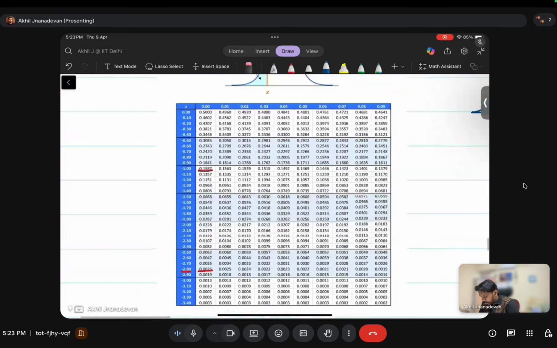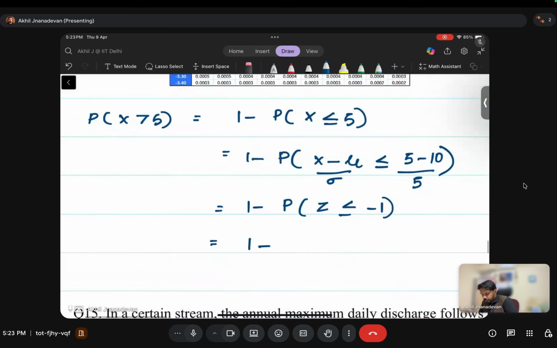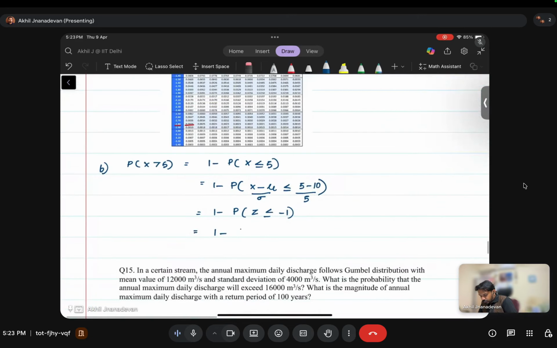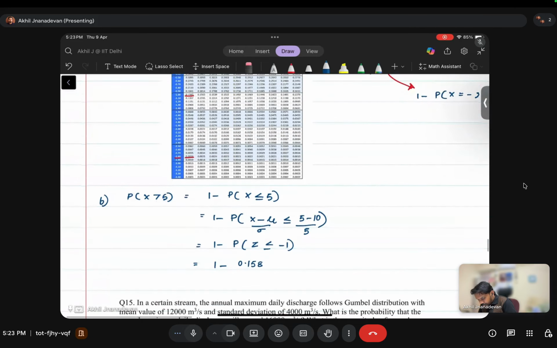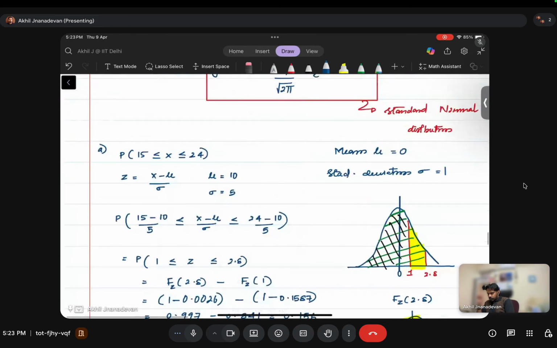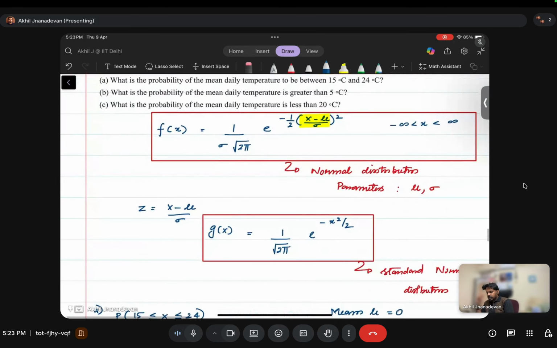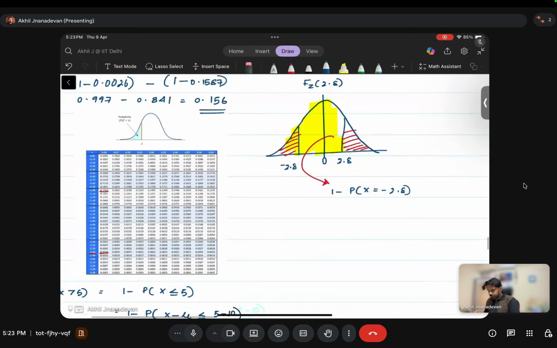So z less than or equal to minus 1, we can directly find. We already found it, right? 0.1587. So 1 minus 0.1587 will be coming around 0.841. That is the probability that the mean daily temperature will be greater than 5. So there is one more question, the C part. What is the probability that the mean daily temperature is less than 20 degrees Celsius?